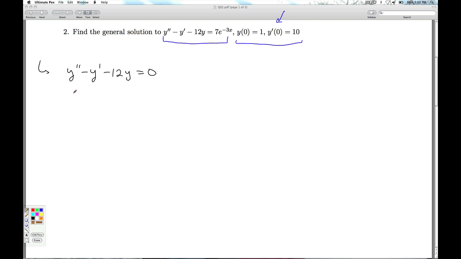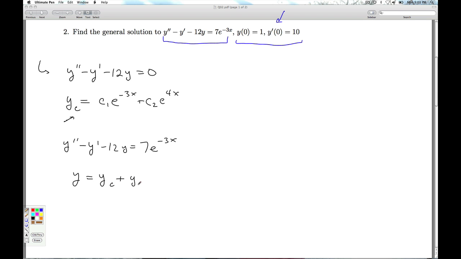Well, surprise, surprise, that's the same DiffyQ that was in number 1. And so we already know the solution to this is c1 e to the minus 3x plus c2 e to the 4x. And this comprises what is known as the complementary solution. That's why the c is there. The solution to the non-homogeneous DiffyQ, remember then, is going to be the complementary solution plus what we call a particular solution. And the particular solution is the part of the solution that's going to get us this 7e to the minus 3x. So what we do is we make a guess.